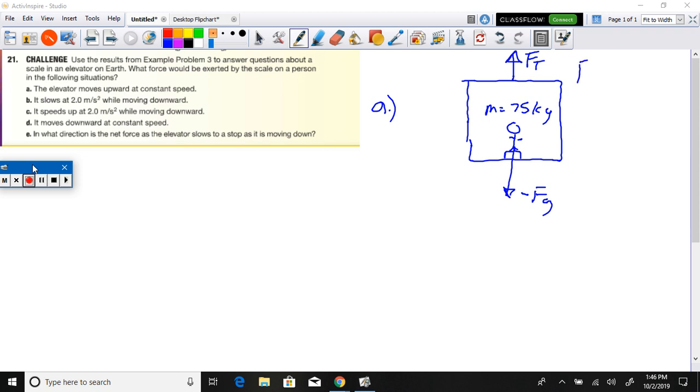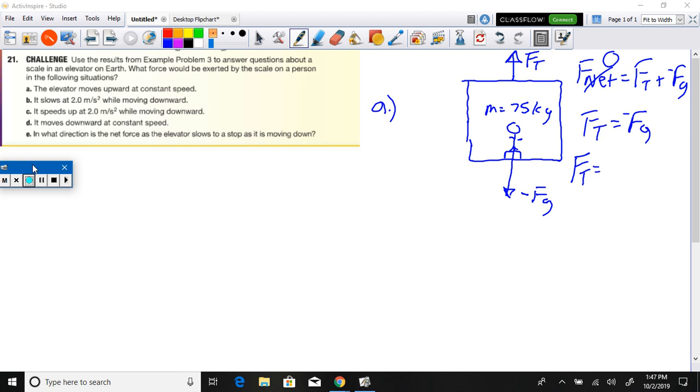So if we write net force equals our force of tension plus negative force of gravity, and net force is 0, then doesn't the tension equal the weight? It does. So did you already solve the weight? What is it? No, buddy, Newtons. Let's solve Newtons.